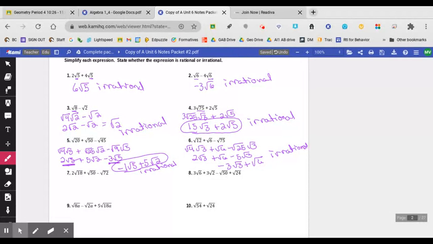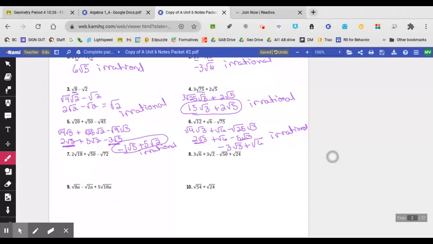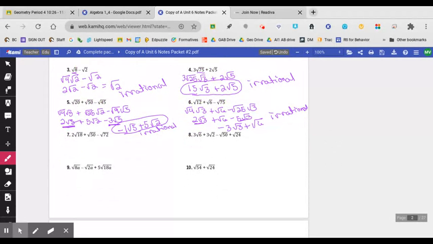Number 6, again, I simplify. Radical 12 is radical 4 radical 3, which is 2 radical 3, plus radical 6. I simplify radical 75, which is radical 25 radical 3, which is minus 5 radical 3. Combine like terms, which is 2 radical 3 and negative 5 radical 3, which gives me negative 3 radical 3 plus radical 6, which is also irrational. So finally, I want you to pause, try the last 4, and come back and check.